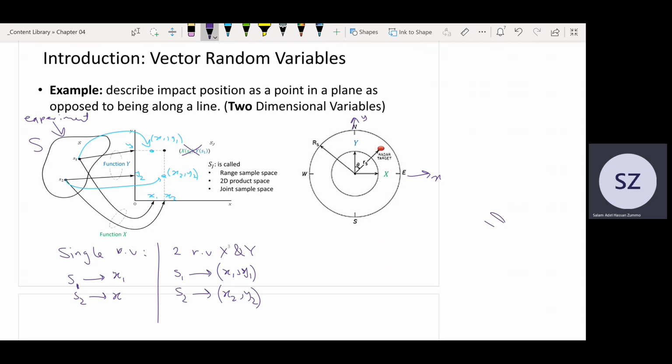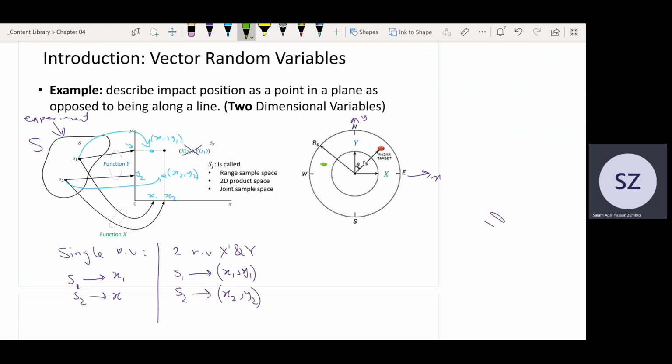So X and Y are two sample spaces in a bigger sample space? No, X and Y are the coordinates of the image of S1. For example, X1, Y1 is the ordered pair that is the image of S1. Let's go back to the shooting. When you shoot once, this is one outcome. Now, this outcome is translated into a specific location in the two-dimensional plane. This outcome is described by two random values.